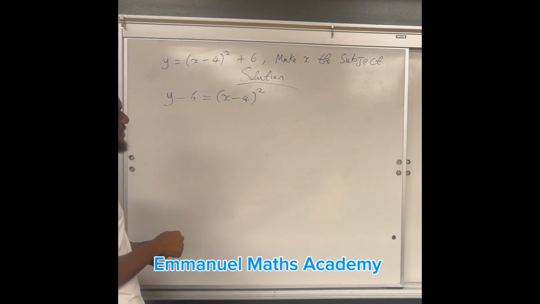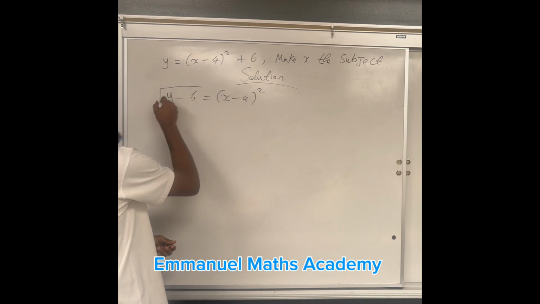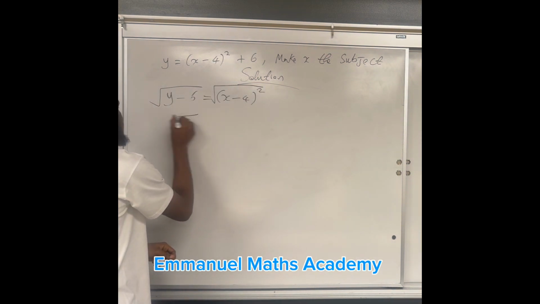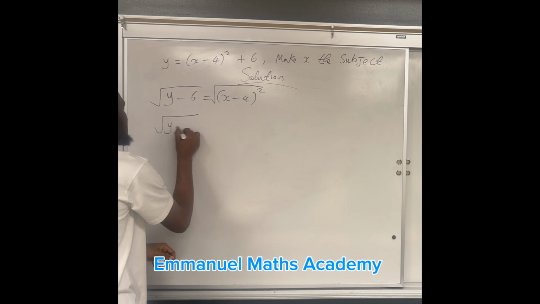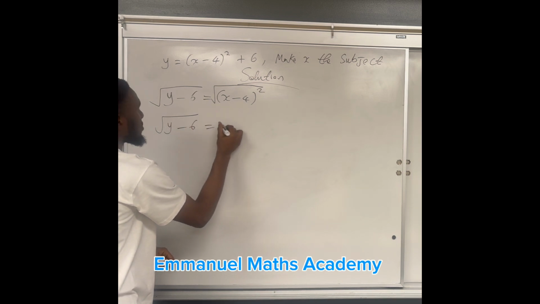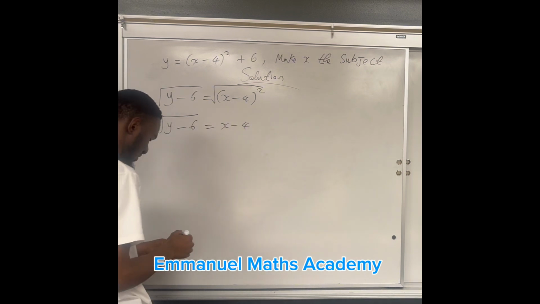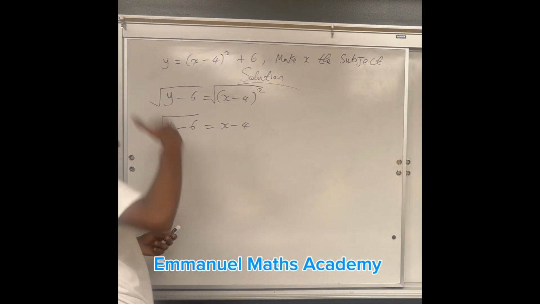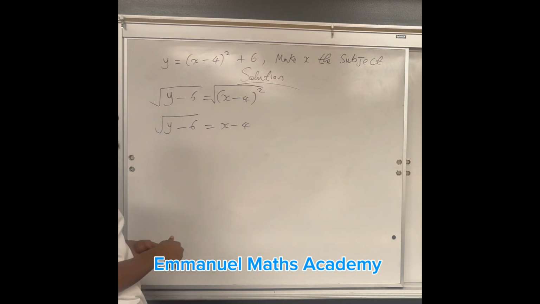So from here, what do we do next? You take the square root of both sides. And if you take the square root of both sides, we have the square root of y minus 6 equal to x minus 4, because the square root of any number raised to power 2 is that number. So the square root of x minus 4 raised to power 2 is x minus 4.